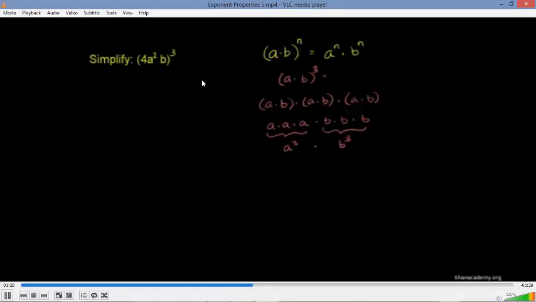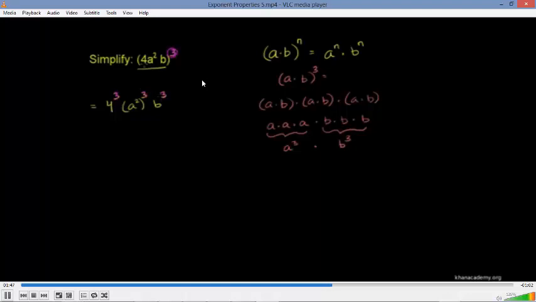Now let's apply it to the actual problem. So we have 4a squared b to the third power. That means that each of these components in the product are going to be raised to the third power. So that means it equals 4 to the third power times a squared to the third power times b to the third power. Let me color code it. This third power here in magenta, that's this third power over here.